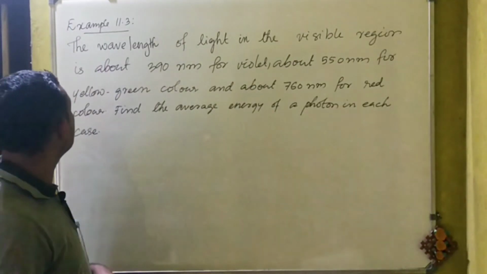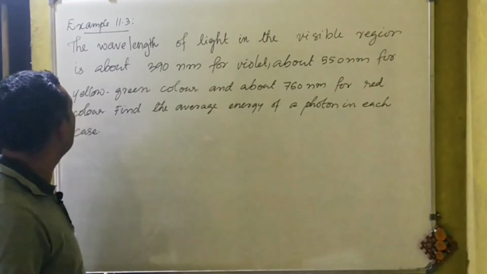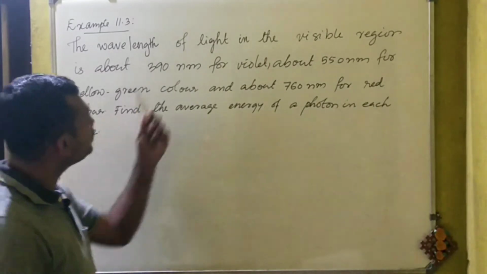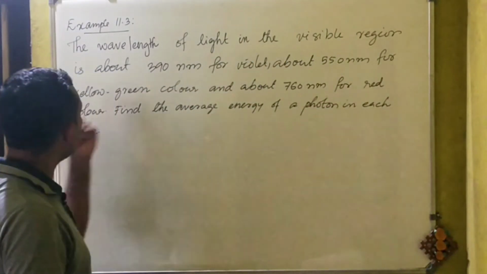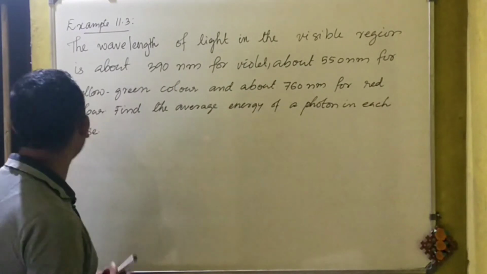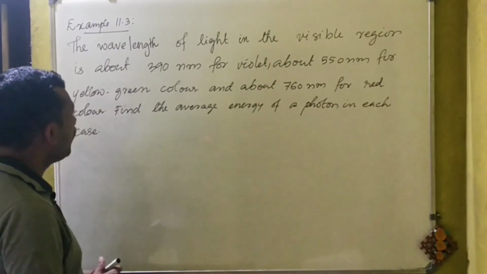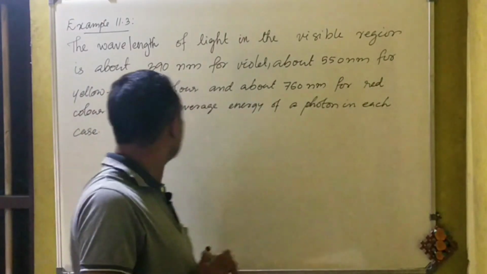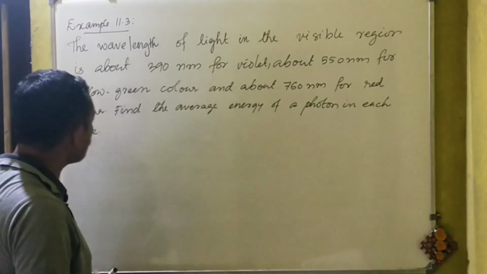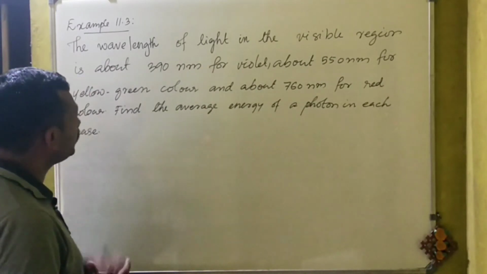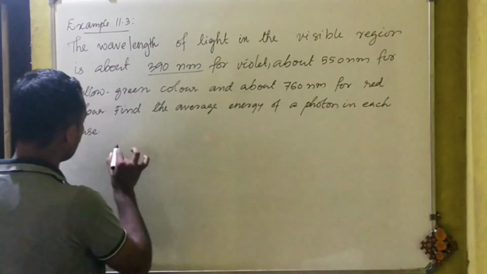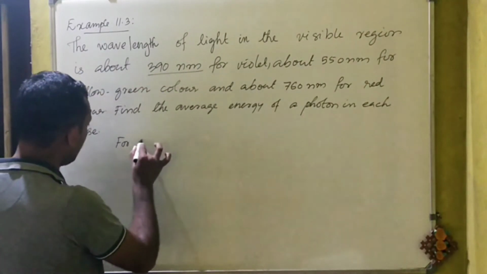Here comes the discussion of example number 11.3. The wavelength of light in the visible region is about 390 nanometer for violet, about 550 nanometer for yellow-green color, and about 760 nanometer for red color. Find the average energy of photon in each case. That is a very simple question, as we can now see. This is for violet. So let us start with violet.